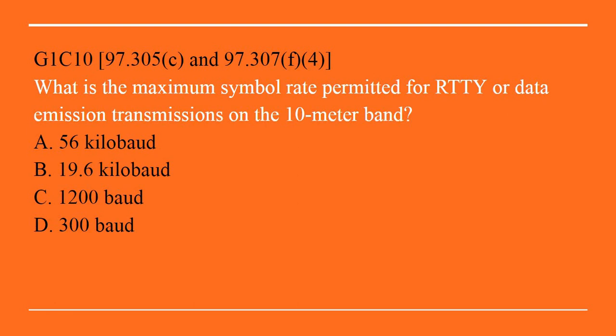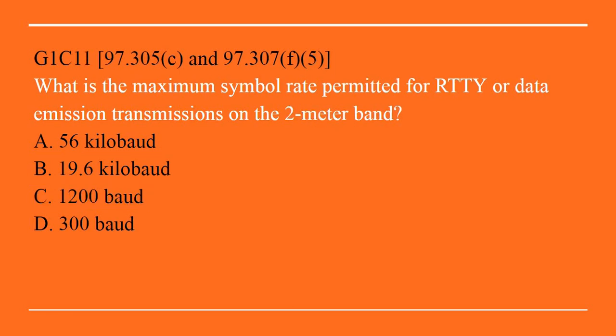G1C10, what is the maximum symbol rate permitted for RTTY or data emission transmissions on the 10 meter band? A. 56 kilobaud. B. 19.6 kilobaud. C. 1200 baud. Or D. 300 baud. Correct answer here is C. 1200 baud.